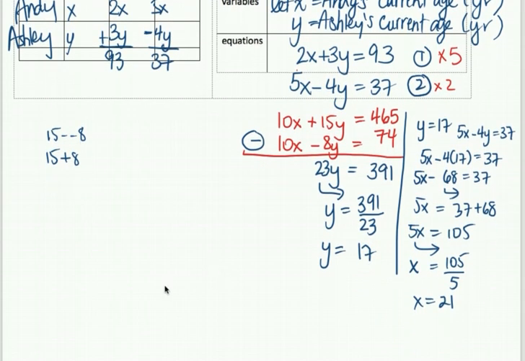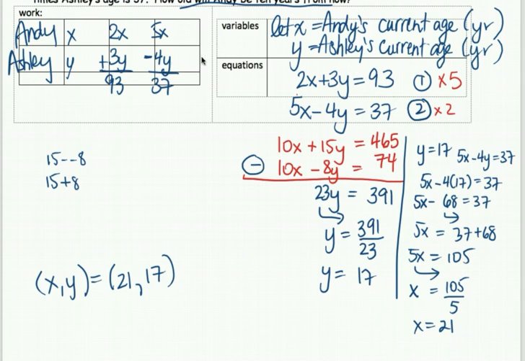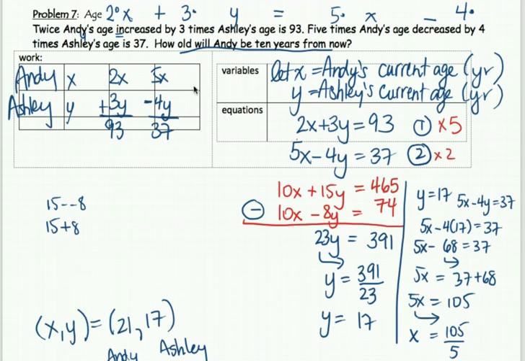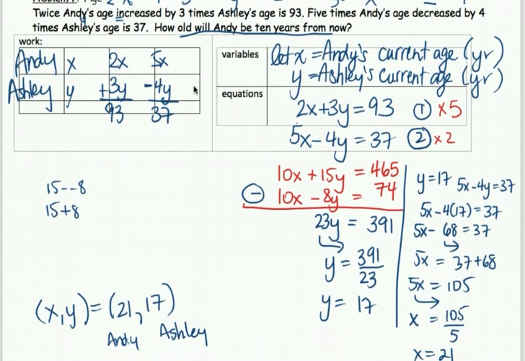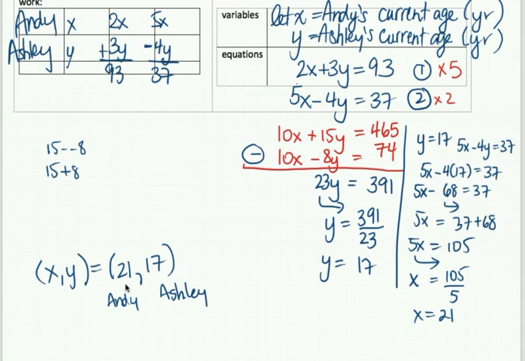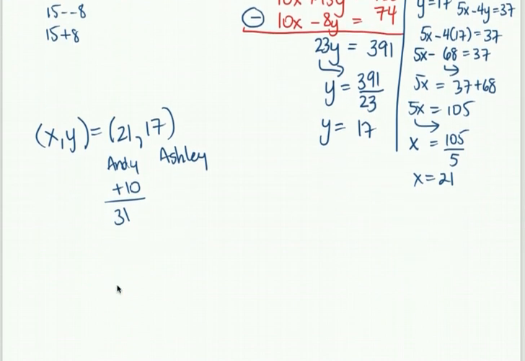We got to there. So in the end, we ended up with, okay, so again, pay attention to which one's which. X is 21, so you write that one first. Y is 17. Okay, and what is X and Y? Well, it's Andy and Ashley's current age. So this is Andy, and this is Ashley. But remember, the problem said, how old will Andy be 10 years from now? So we know Andy is 21 right now. So 10 years from now, we need to add 10, okay? So he's going to be 31 10 years from now.